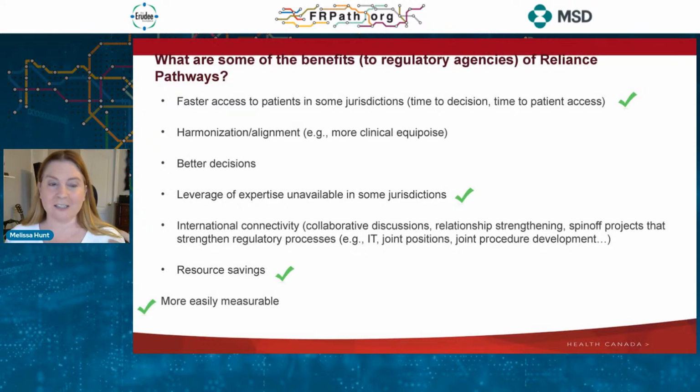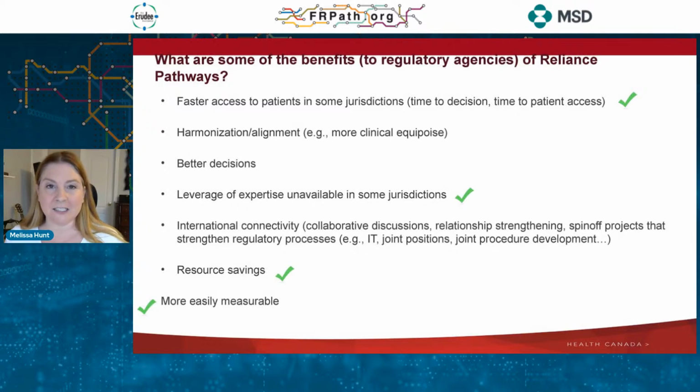We heard Larry mention speed. Faster access is always something that comes to people's mind, and that could be time to decision, relative to other applications. It could be time to actual patient access, so thinking about the whole health system. It could also be faster staging in terms of the global filing plan, so having Canada be the first of XYZ numbers of countries that the application is sent to. So lots of different ways we can think of speed of access.